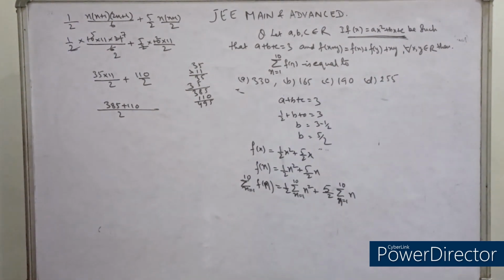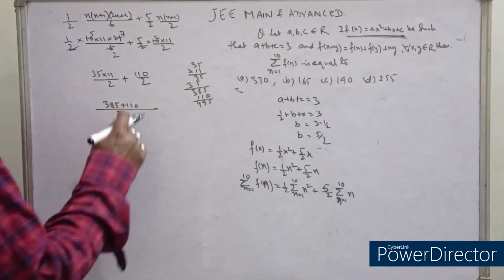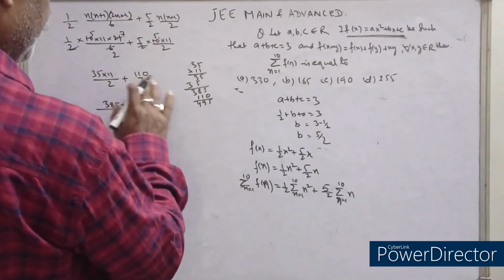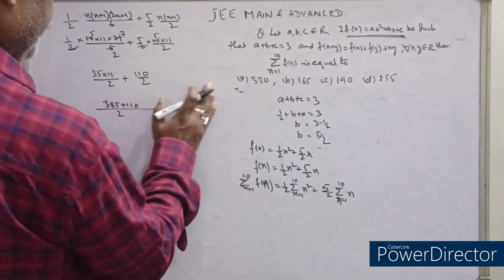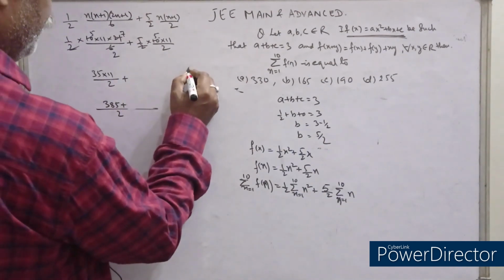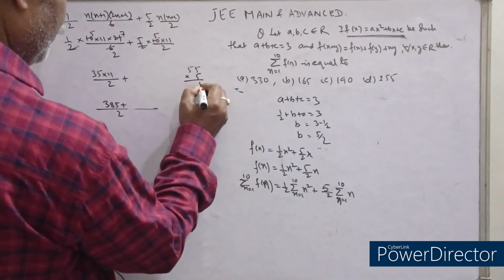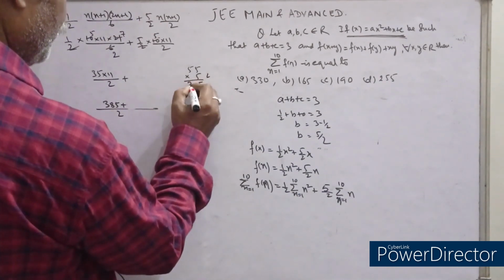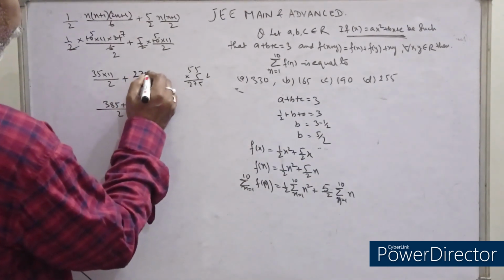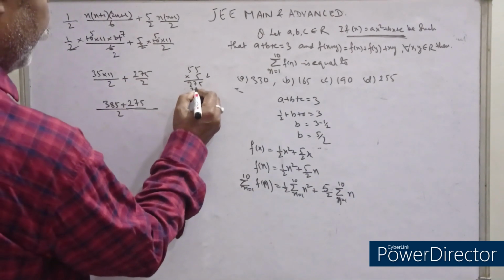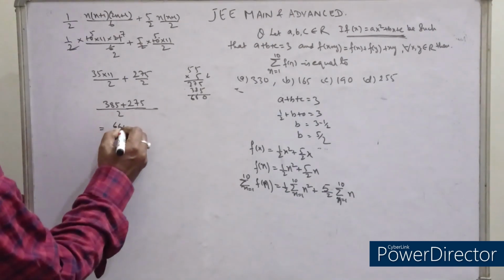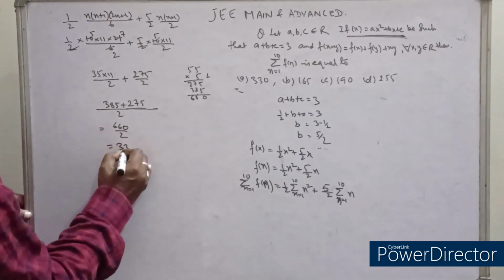So yeah, here this is a mistake. So this will be 55 into 5. 5 fives are 25, so 275. So this will be 275 by 2, plus 385. So this will be 660 by 2. So your answer comes out to be 330.